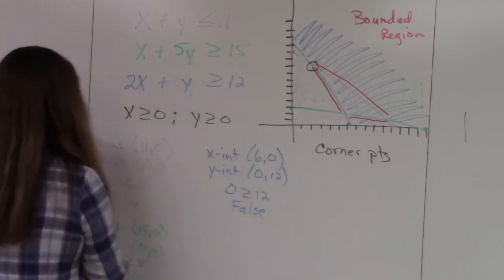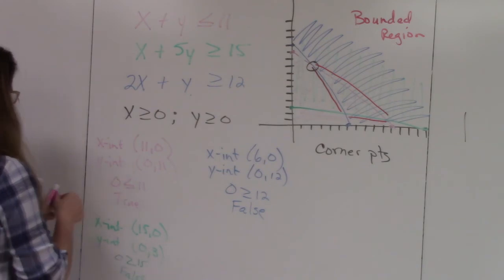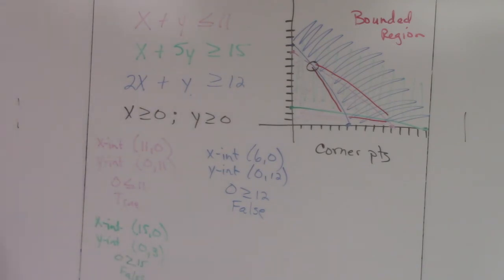Hopefully I'll remember. I'm going to write some of this over here just so I have it. It's going to be off screen, but you guys have it in front of you, so you should have it on your paper. And then green is 15, 0 and 0, 3. And then the blue is 6, 0 and 0, 12. Okay, because I'm going to need those.